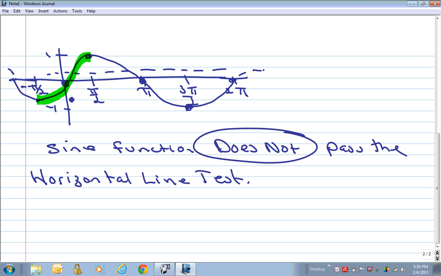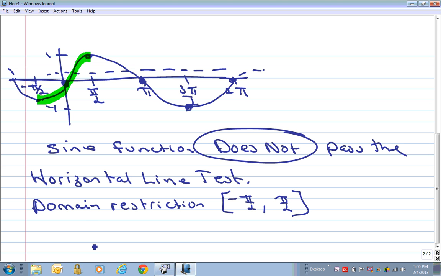So our domain restriction will be from negative pi over 2 to pi over 2. Okay, so that's our domain restriction. So if we restrict our domain of this graph just between those two x values, then we would be able to have an inverse.